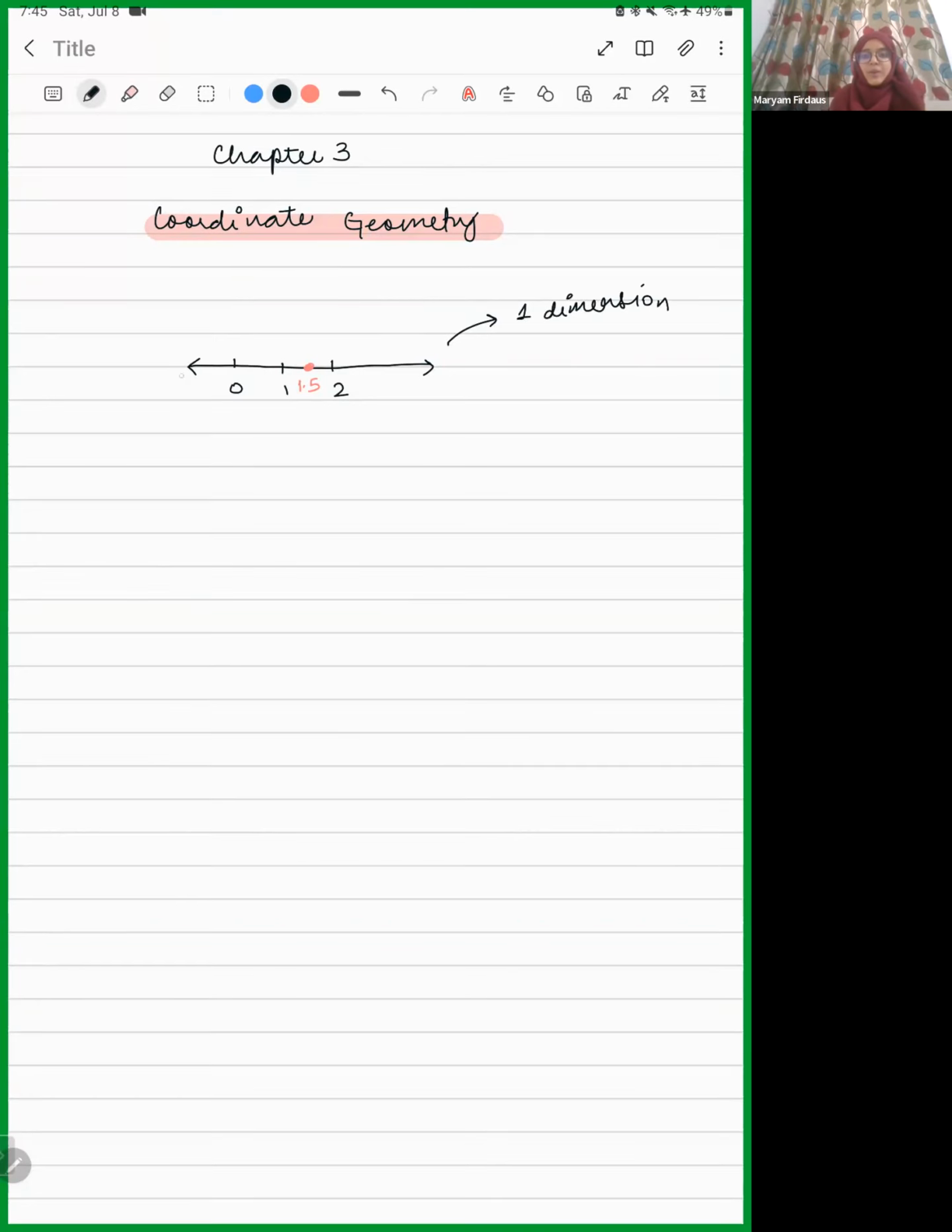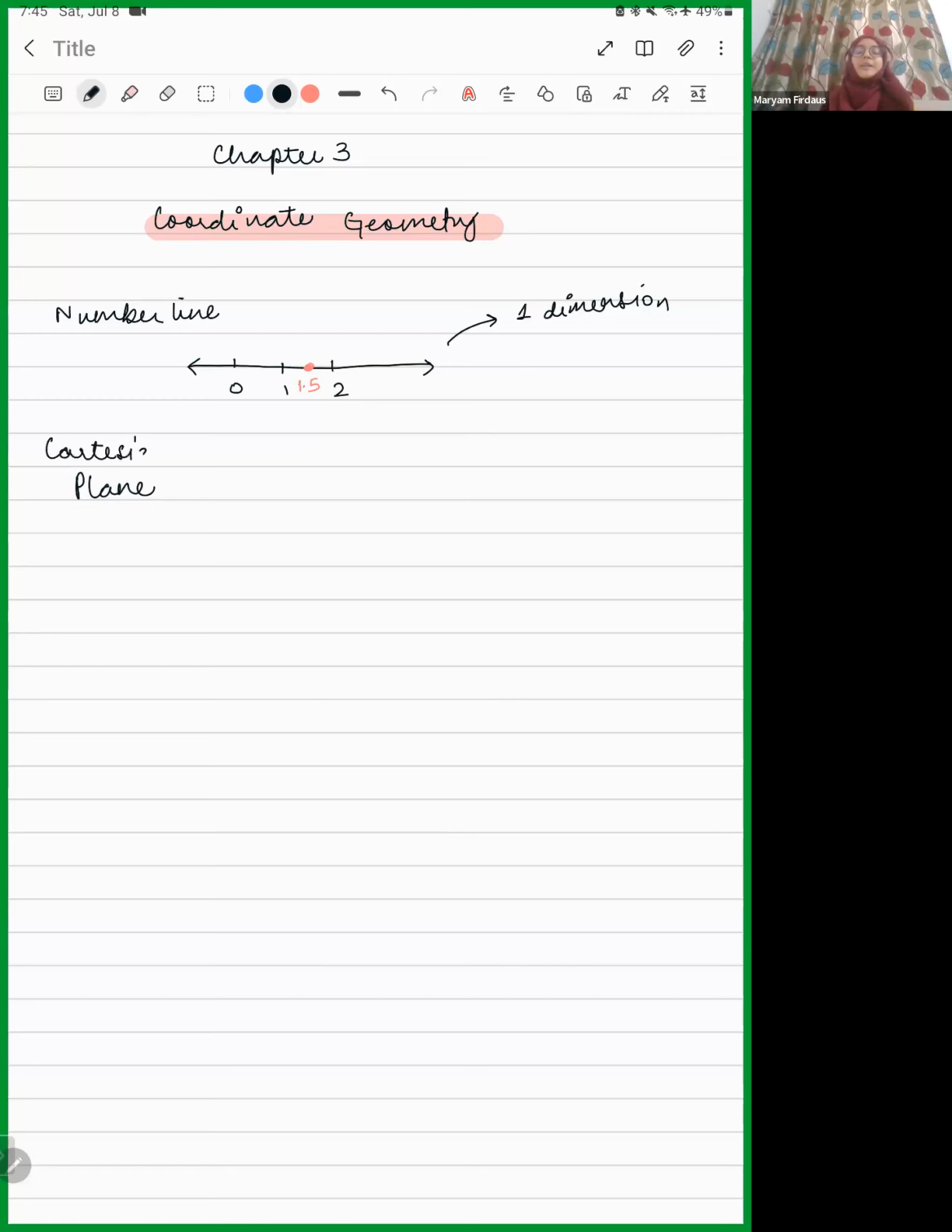Why is it one dimension? Because there is only one way you can go. You can either go left or right. You can travel only in one dimension. One dimension is a line. What is two dimension? Two dimension is a plane. This is a line, this is called a number line. In two dimensions, we have something called the Cartesian plane.